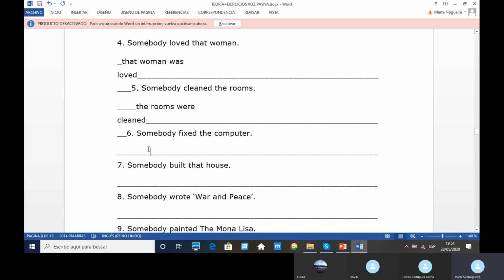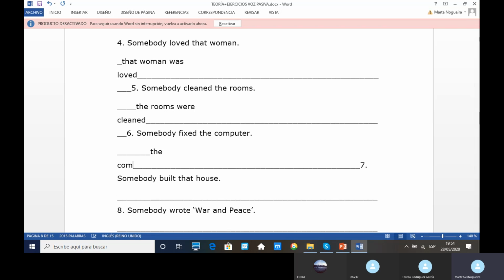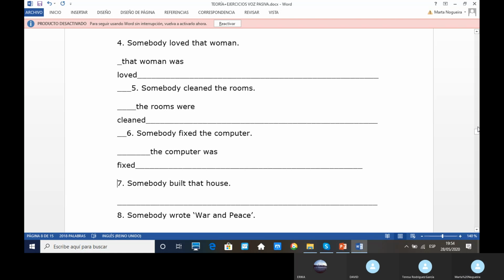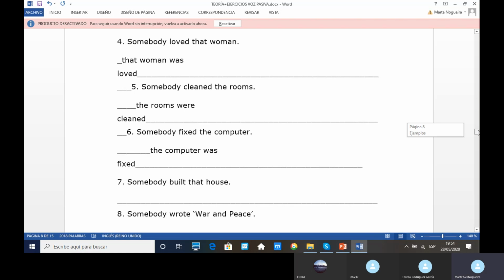And the last one of this exercise, somebody fixed the computer. The computer was fixed. Fixed. El ordenador fue reparado o arreglado. Okay. So you put the verb to be in the past. En el examen es más fácil. ¿Por qué? Porque es multiple choice. Entonces, A, B, C o D. Ya está. Pero claro, para que en el examen sea pum, pum, pum, vamos a practicar un modelo de examen el próximo día. Claro, pues mejor saber hacerlo, ¿no? Y ya no por nada, ya no por aprobar el examen o dejar de aprobarlo, sino para aprender inglés.